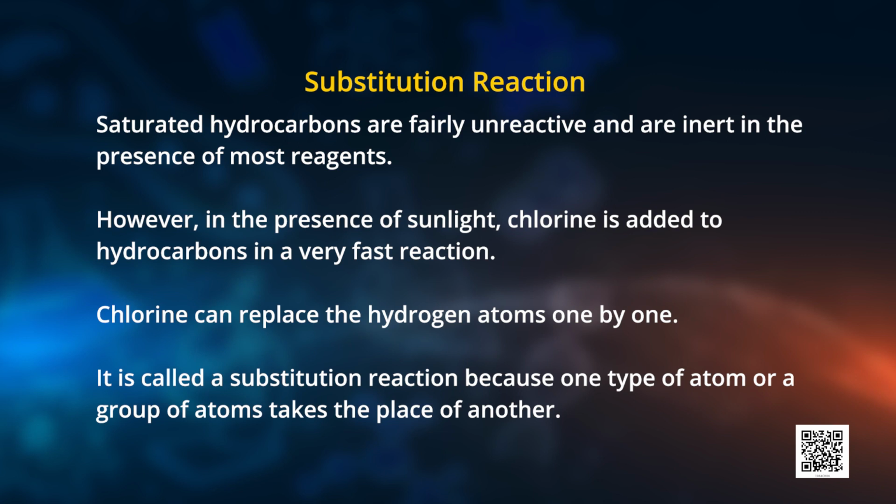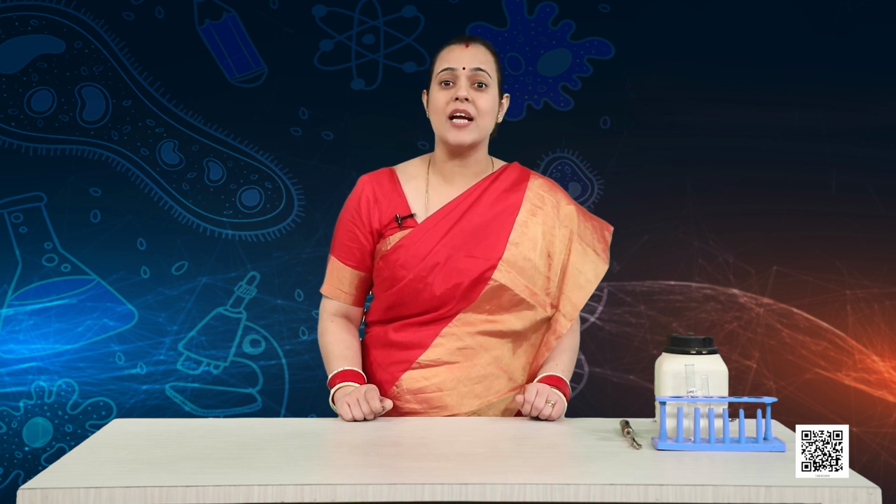Our next reaction is substitution reaction. Saturated hydrocarbons are fairly unreactive and are inert in presence of most of the reagents. However, in presence of sunlight, chlorine is added to hydrocarbon and it is a very fast reaction. Chlorine can replace the hydrogen atoms one by one. It is called substitution reaction because one type of atom or a group of atoms takes the place of another. It happens in saturated hydrocarbons.